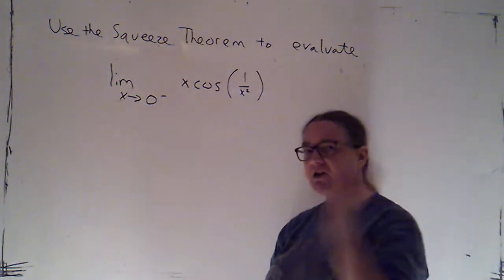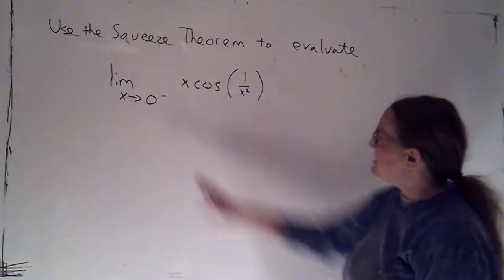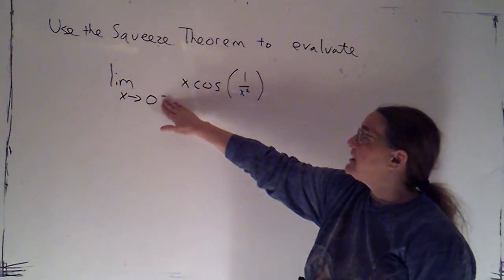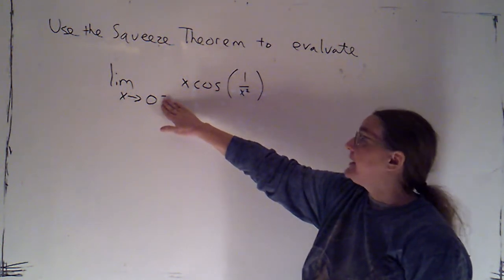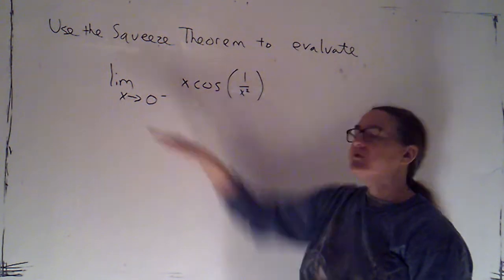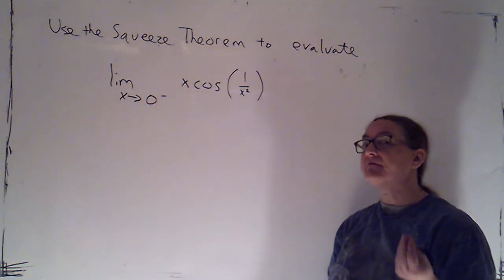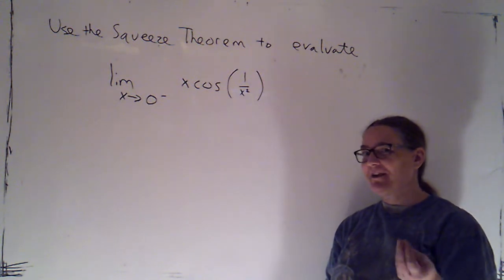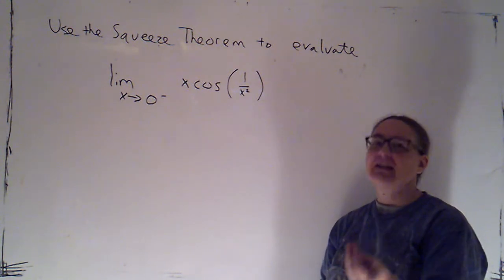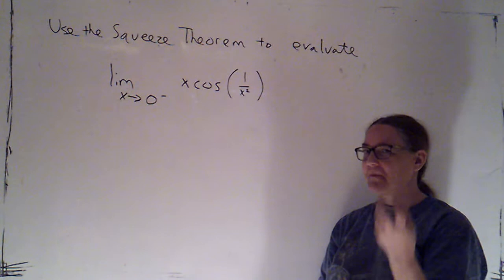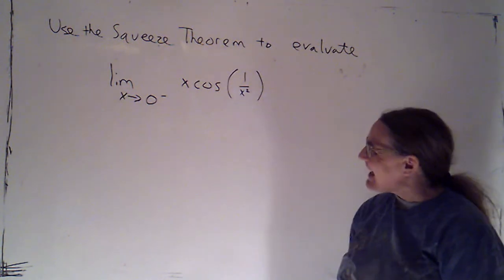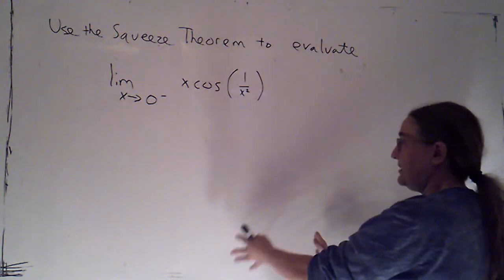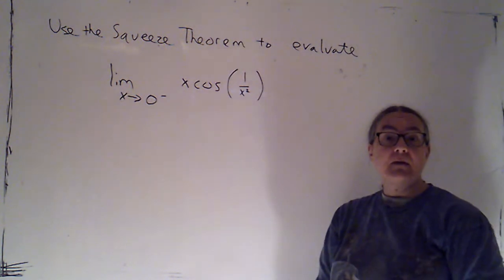Okay. Now I mentioned at the end of the last video that the squeeze theorem does apply for one-sided limits. And here I'm asking you to evaluate a one-sided limit. This is telling you that x is a negative number. So when you multiply through by x, you want to think about what that does to your inequalities. Okay, with that said, I want you to try to write up using the squeeze theorem to evaluate this limit.